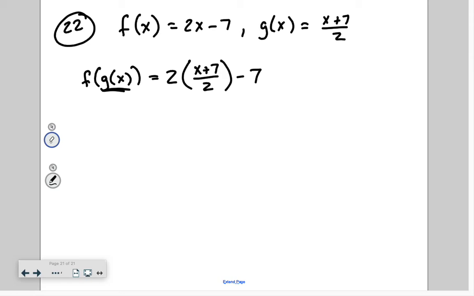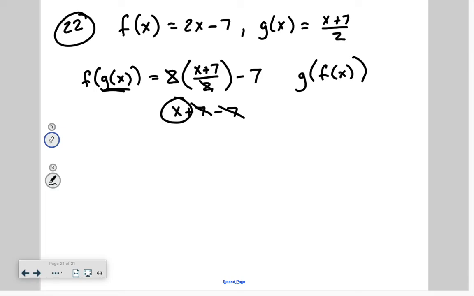And now simplify. Nice part here, this 2 and this 2 cancel out, leaving you with x plus 7, and then you still have a minus 7, which also then cancel out. There's your x right there. But that's not enough. We can't just do one. We got to make sure it works with both composite functions. So now we go g of f of x. Now we take f of x and substitute it into g of x. We just go the other direction.